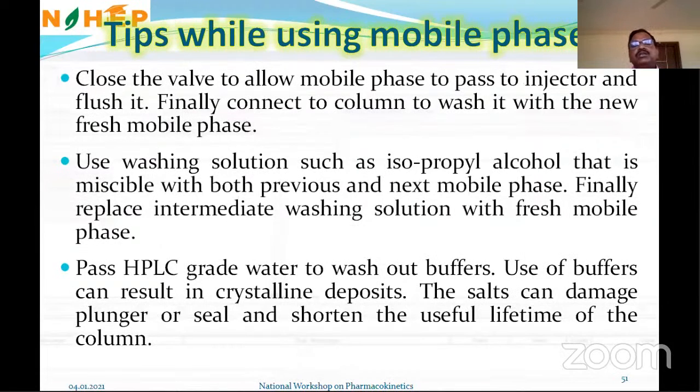Use a washing solution such as isopropyl alcohol that is miscible with both the previous and next mobile phase. Finally, replace the intermediate washing solution with the fresh mobile phase, and pass HPLC grade water to wash out buffers. Use of buffers can result in crystalline deposits. The salts can damage the plunger or seal or shorten the useful life of the column. That's why we have to run at least 1 hour with HPLC grade water before and after use of the HPLC.